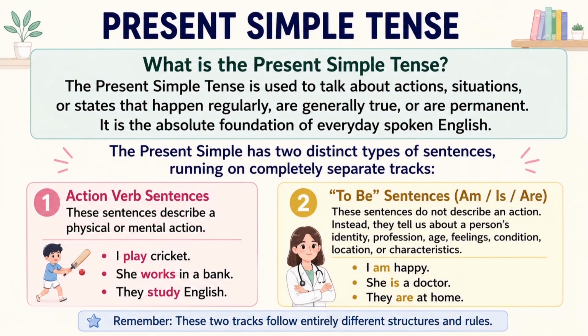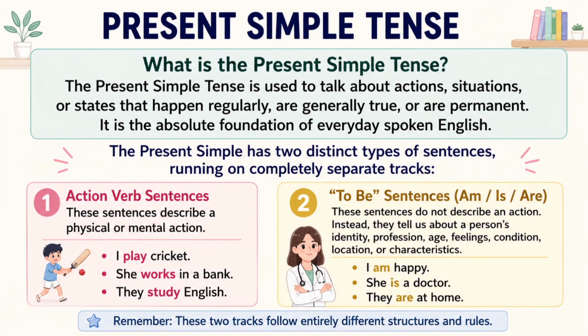The present simple tense is used to talk about actions, situations, or states that happen regularly, are generally true, or are permanent. It is one of the most important tenses in English because it is used in everyday conversations. The present simple has 2 different types of sentences. The first type is action-verb sentences. These sentences describe a physical or mental action.